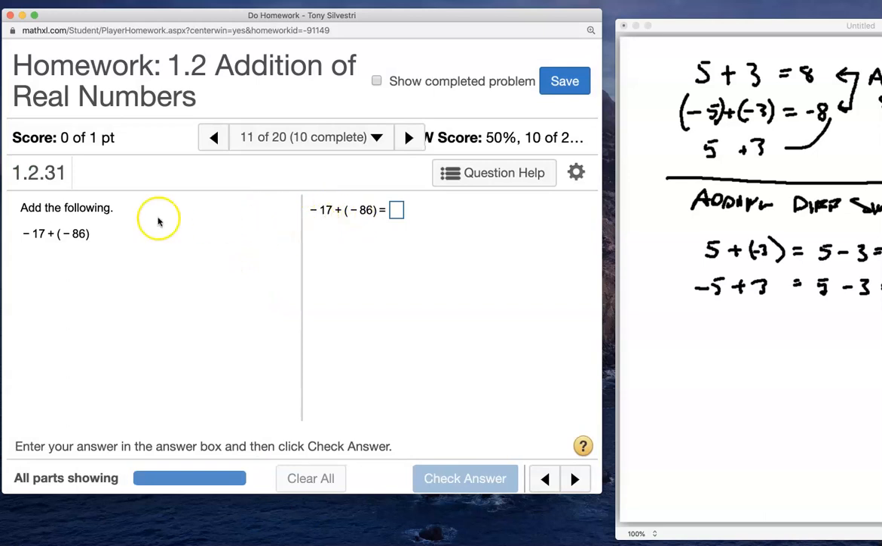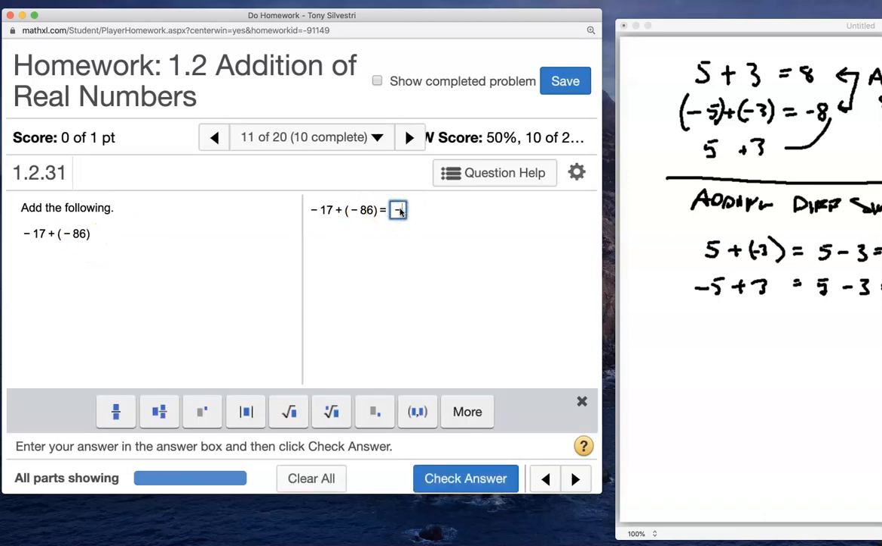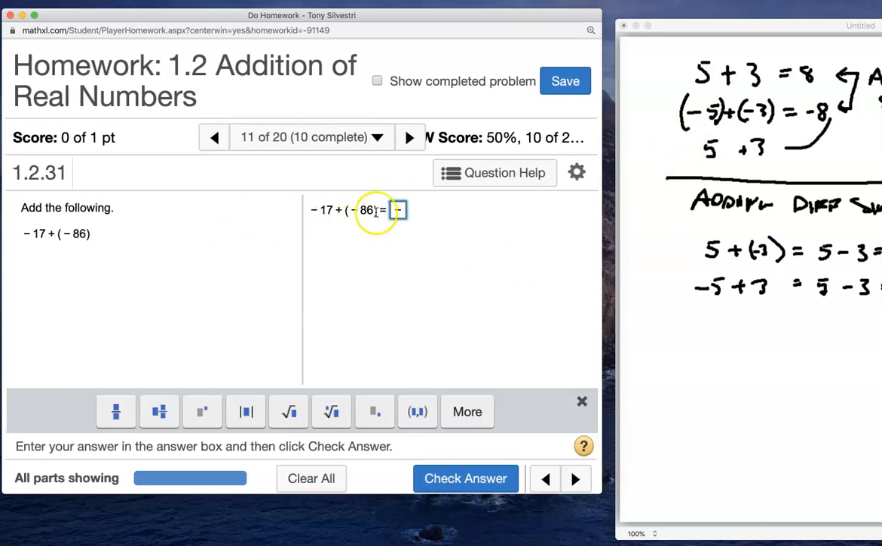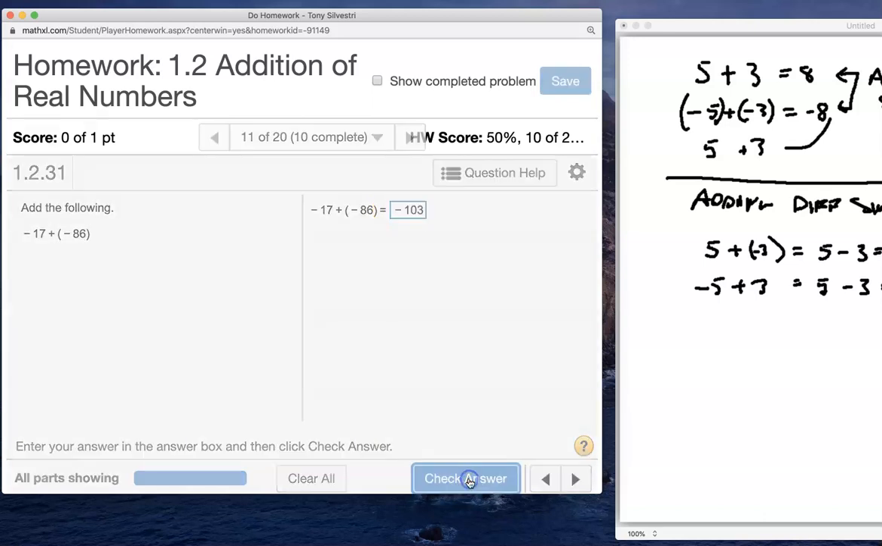Okay. Do you think the answer is going to be positive or negative here? It's got to be negative, guys, because you're adding two negative numbers. The answer can only be more negative, because that's a situation where you're adding numbers of the same sign. When you add numbers of the same sign, you add their absolute values. So what you want to do is add the absolute values. 86 plus 17 is 103, and you keep the sign of the original numbers, which is negative. There you go.